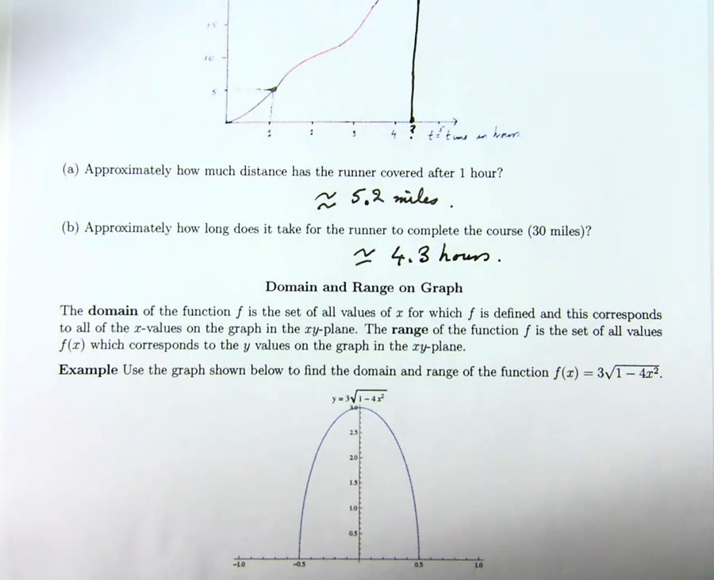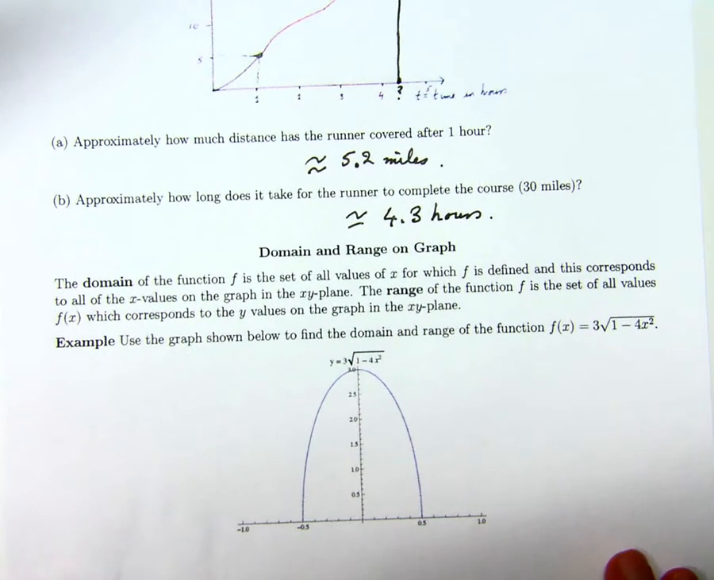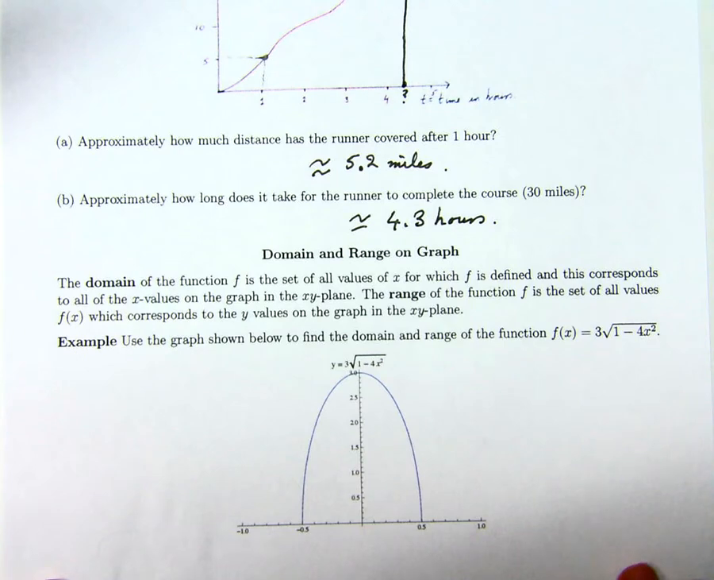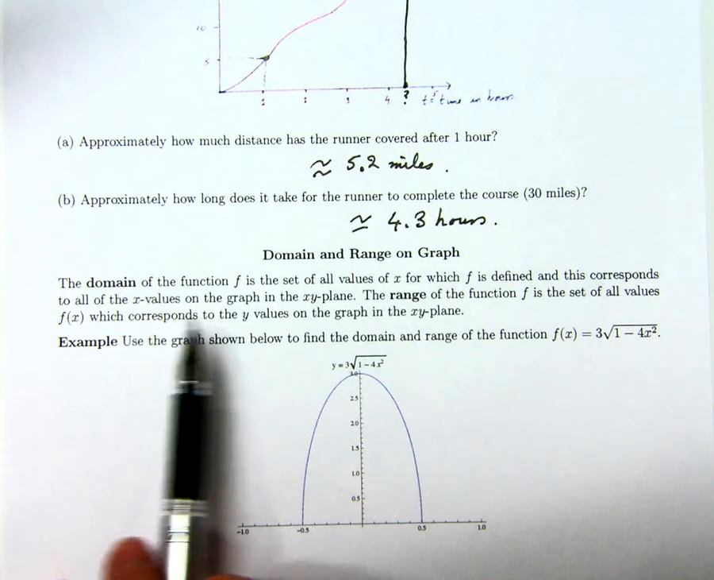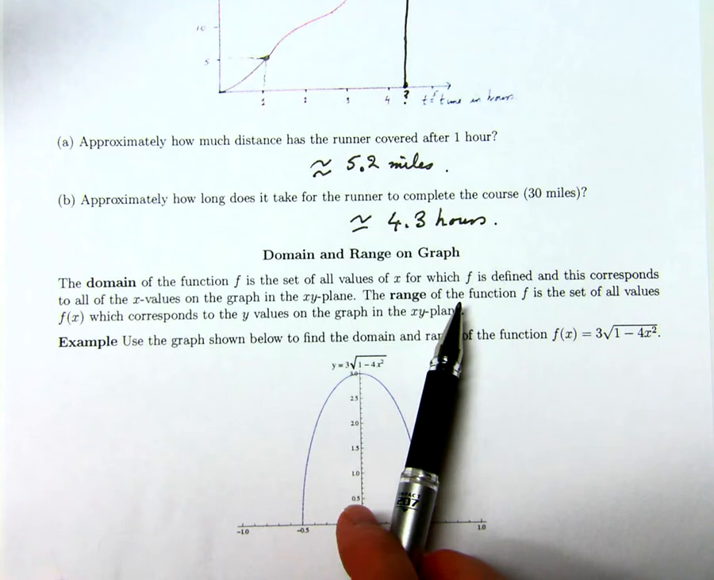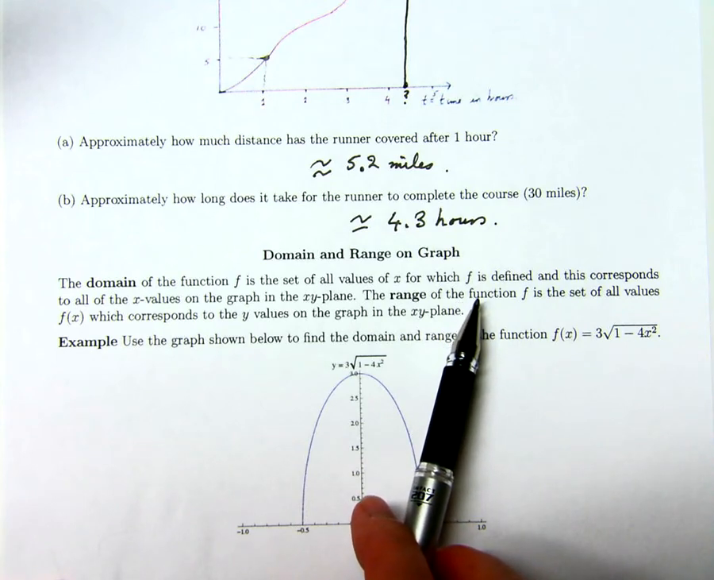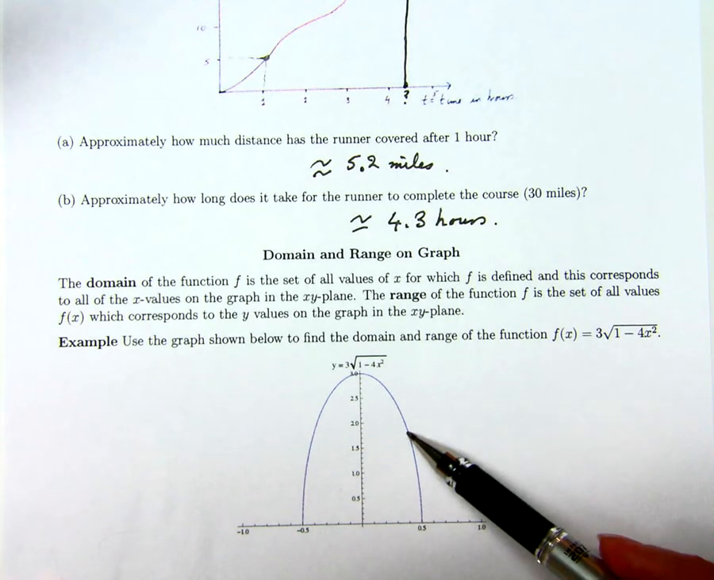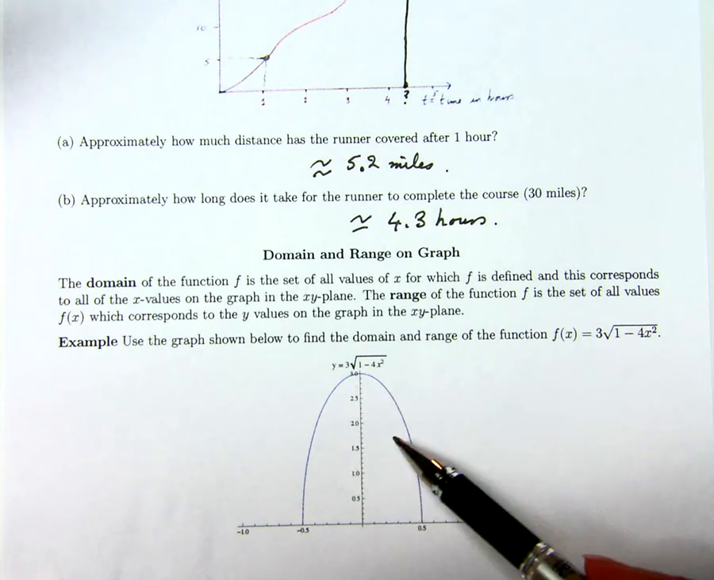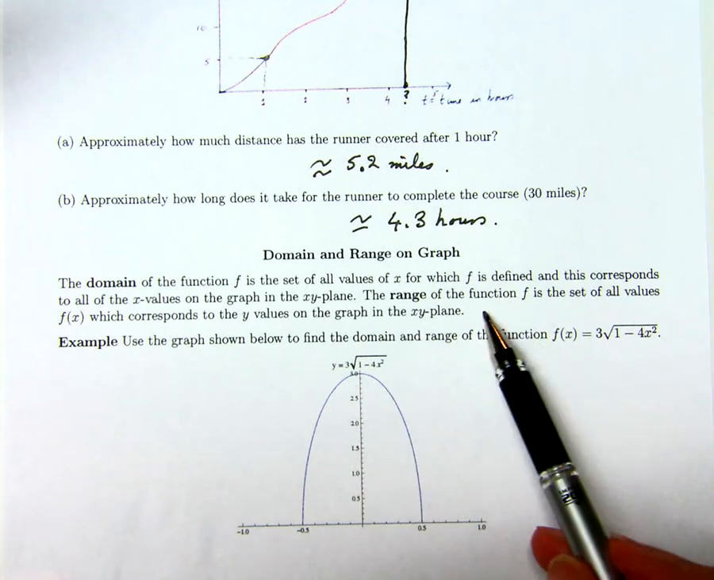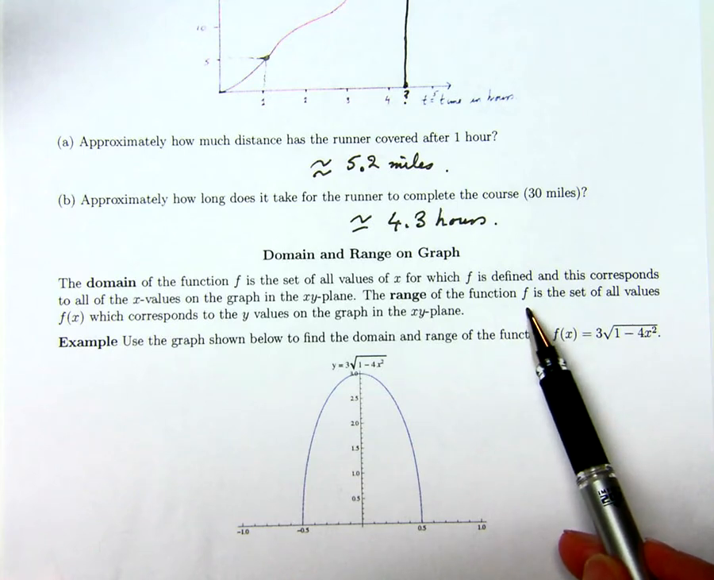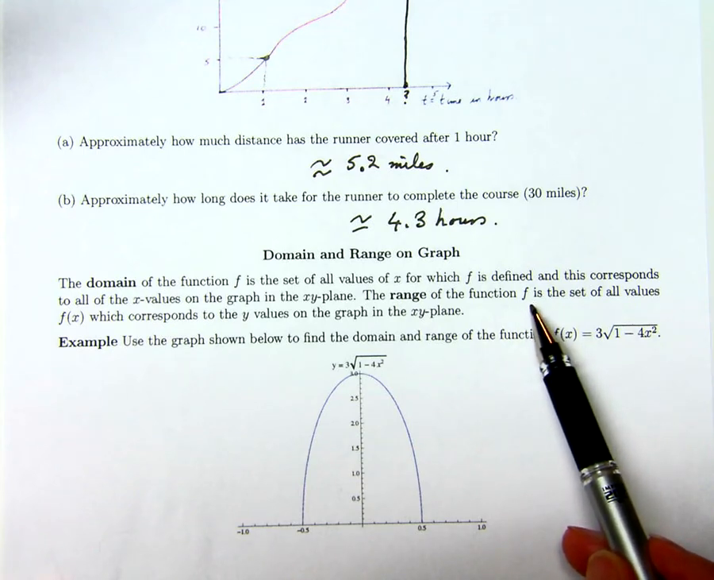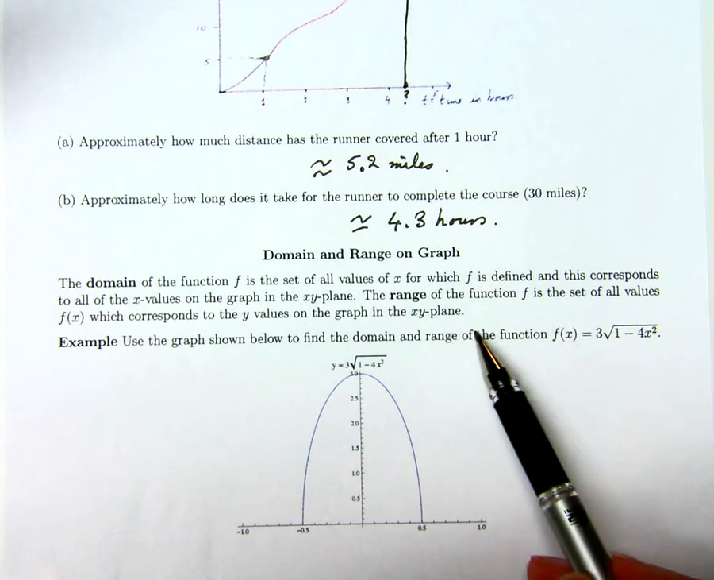We can also get some technical information from a graph. We can see the domain and the range of the function. So remember, the domain of the function is the set of all values x for which f is defined. And if you think about it, these are the actual x values which appear on the graph. So these are the x values of all the points on the graph. And the range is the set of values f of x we get for those x values. So that's the set of y values on the graph.